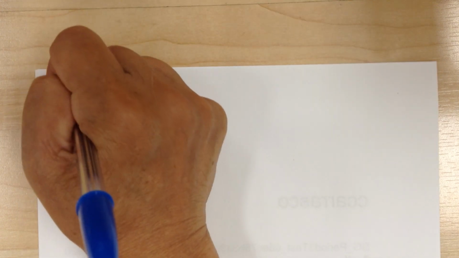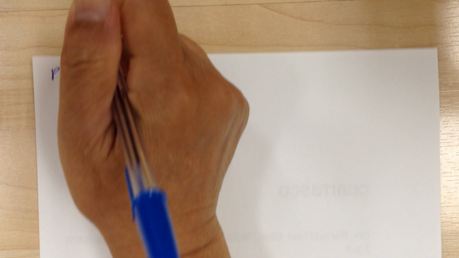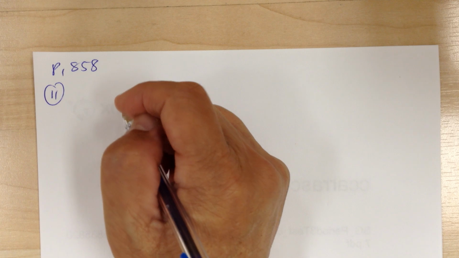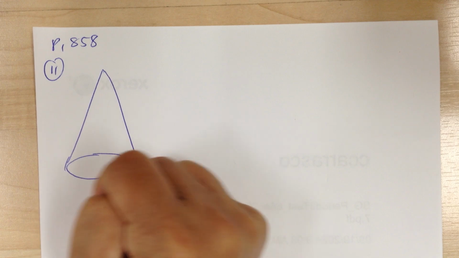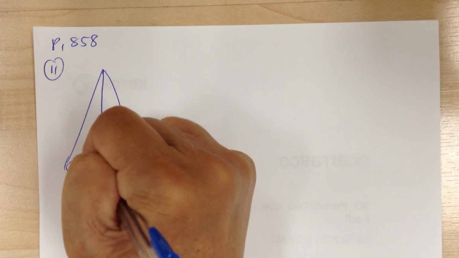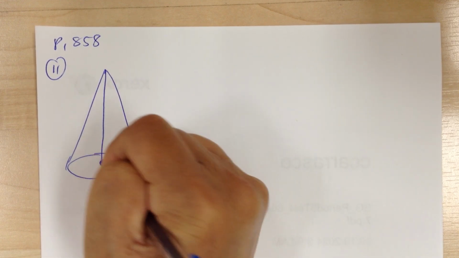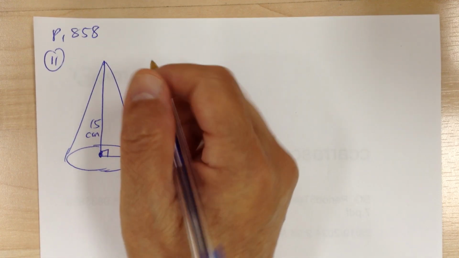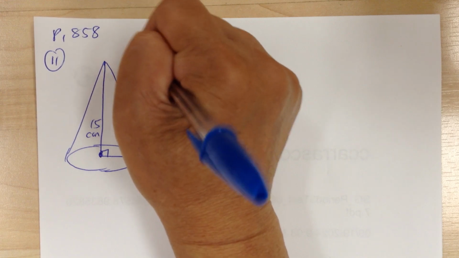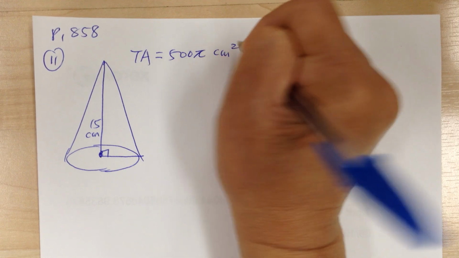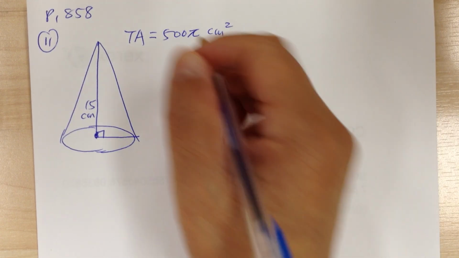Okay, let's go to page 858, and let's continue with number 11. It says the surface area of a cone. So you have a cone with a height of 15 centimeters, and the surface area, so that's the total area, equal to 500 pi square centimeters, and you're looking for the radius.